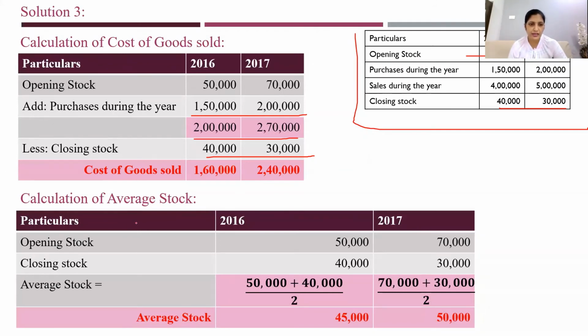Now we'll find out the average stock. Opening stock and closing stock, we have taken these two like this. Average stock is equal to 50 plus 40 divided by 2, and 70 plus 30 divided by 2. That is 45,000 and 50,000. All of you have got the same thing?